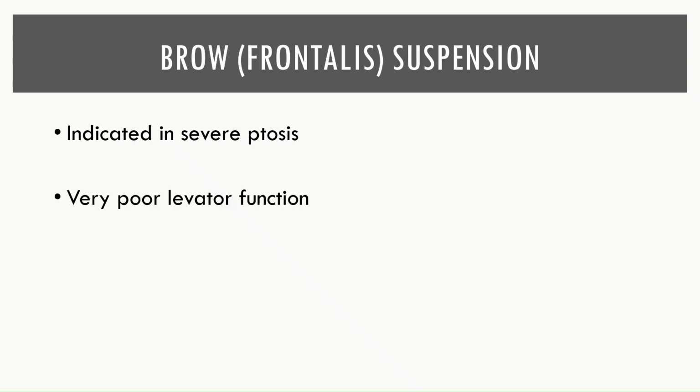Frontalis suspension allows eyelid elevation through brow movement. It is indicated in severe ptosis and is the procedure of choice in poor levator function. This procedure uses fascia lata or synthetic sling.